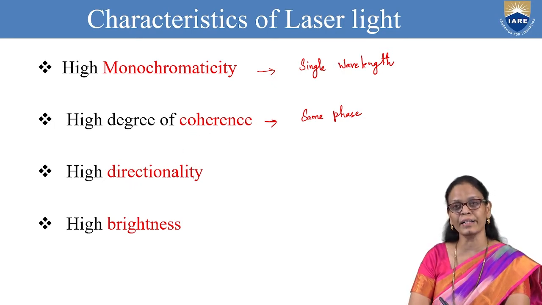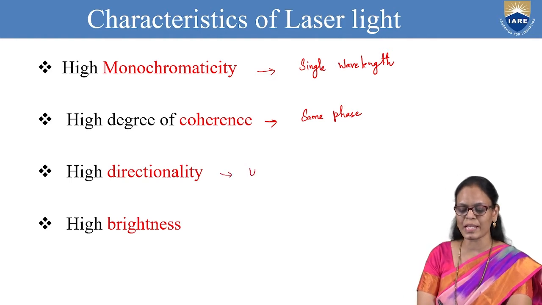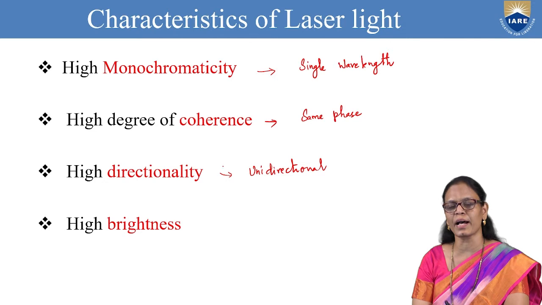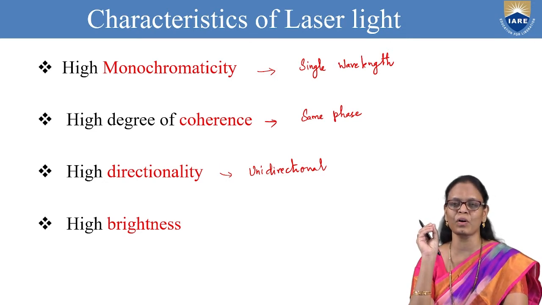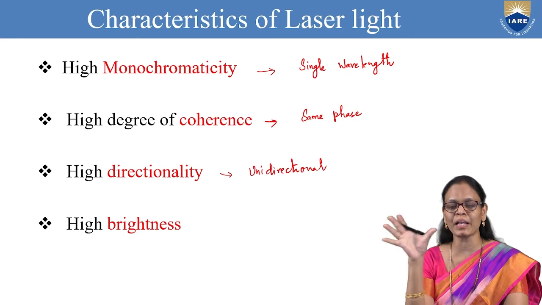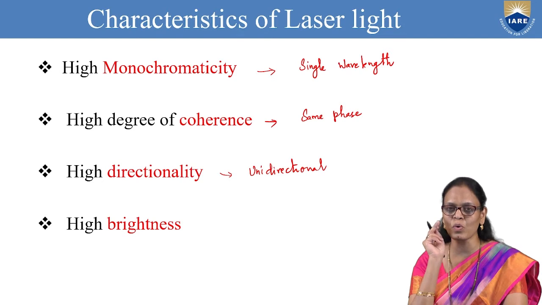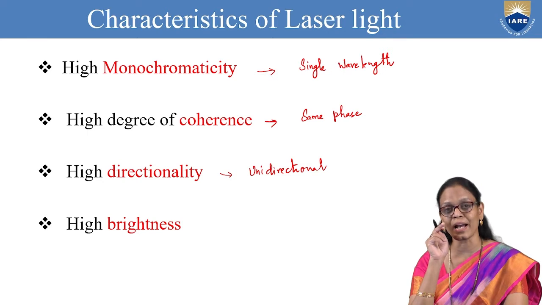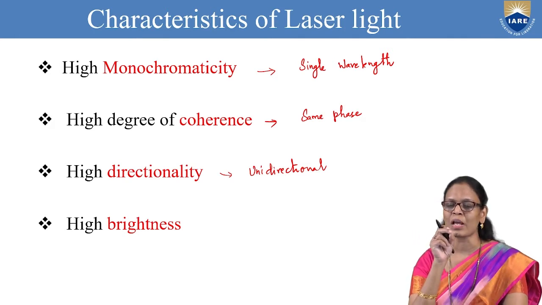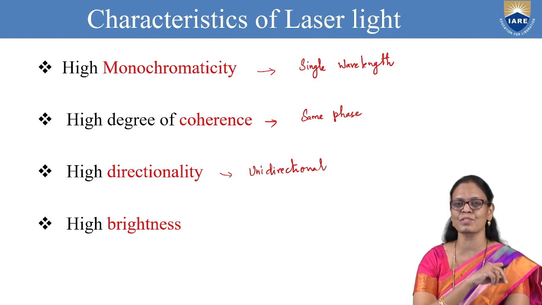Then high directionality, or we may also say it is unidirectional. Unidirectional means, if you see ordinary light, when light is emitted from an ordinary light source, it is spread in all the directions. But when we see a laser light, it will emit only in one direction. Even if the light travels a few lakhs of kilometers, it will diverge only a few centimeters. That makes it so special and it has a lot of applications because of it.